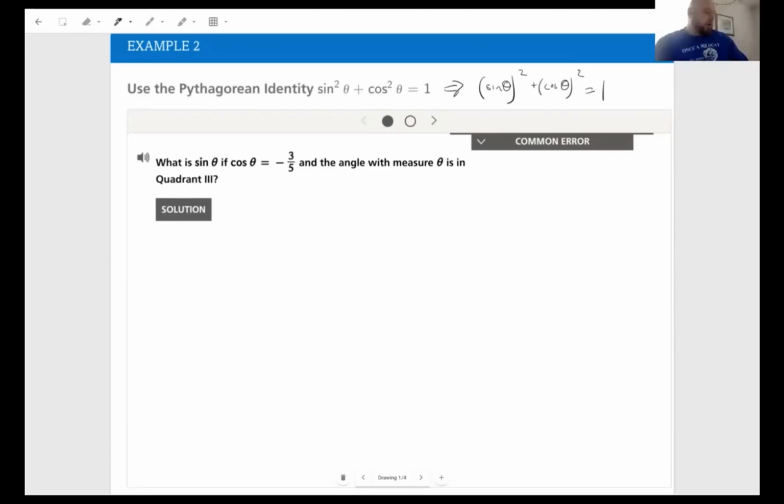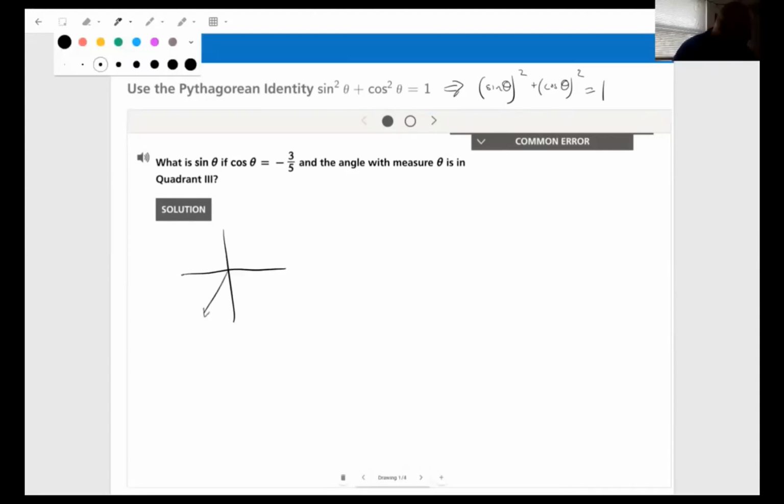So our question says, what is the sine of theta if the cosine of theta is -3/5 and the angle with measure theta is in quadrant 3? So I think probably what we should do first is draw a set of axes. We're going to put an angle somewhere down here in quadrant 3. And let me just draw this in a different color. So I started somewhere over here, and maybe I went around like that.